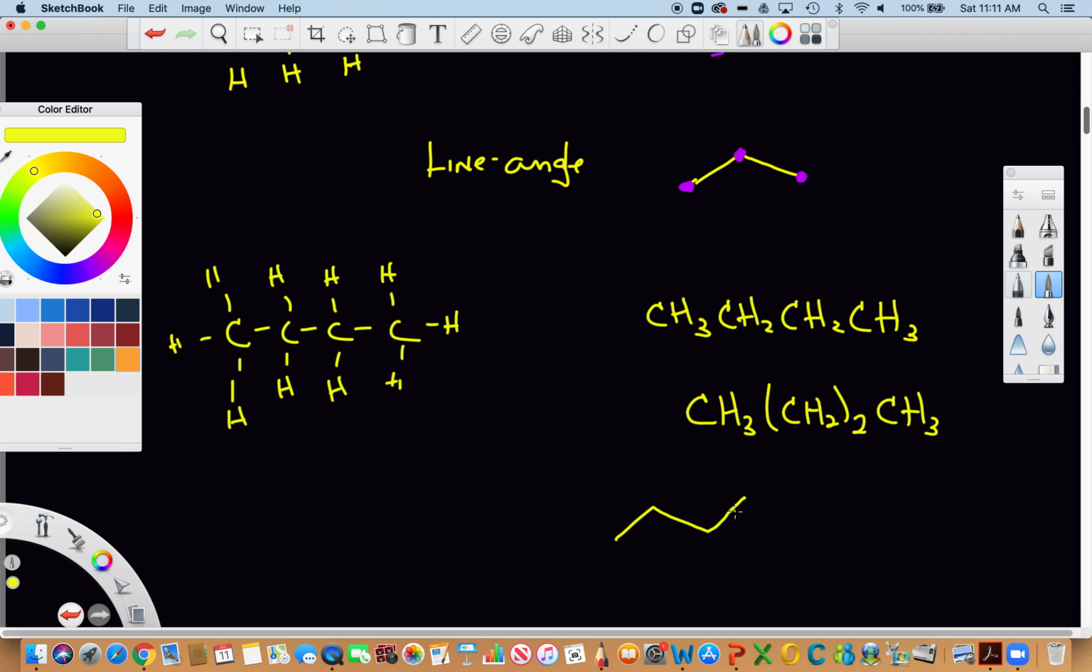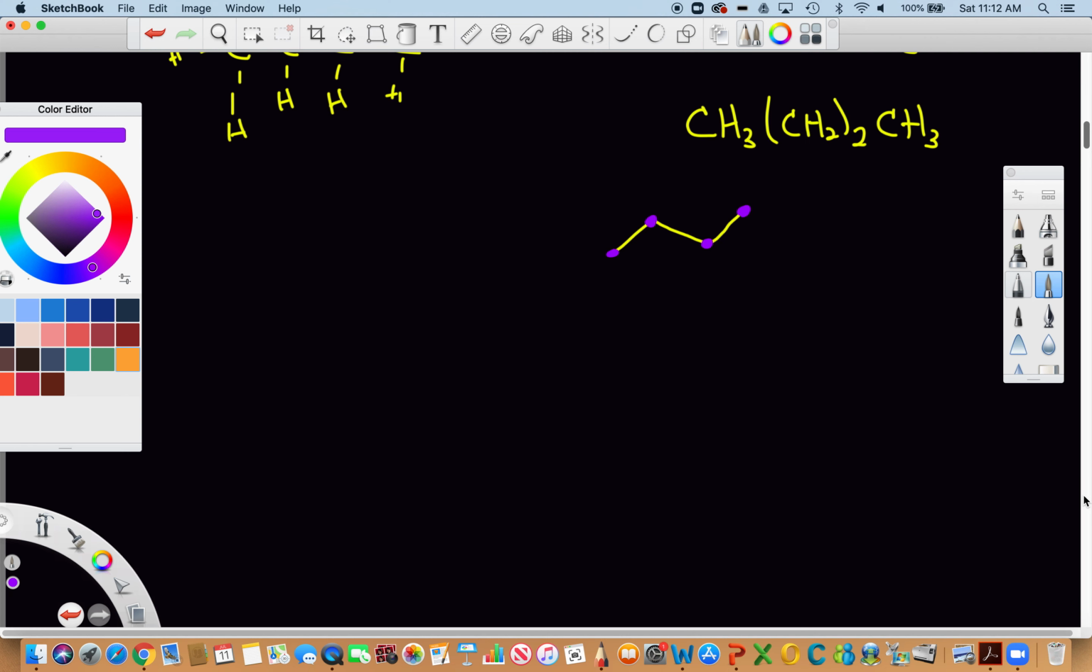this would be an example of the line angle structure. It is understood there's 1 bond showing, so it must be a CH3. This one here, there's 2 bonds showing, so it must be a CH2. This one here, there's 2 bonds showing, so it must be a CH2. This bond here, carbon has 1 bond showing, must be a CH3.